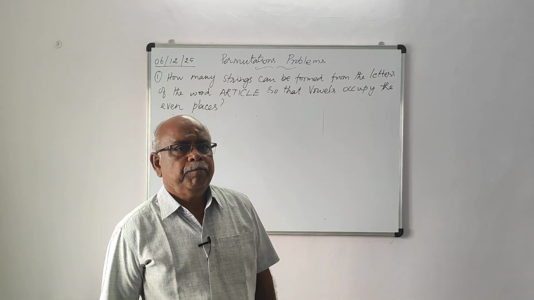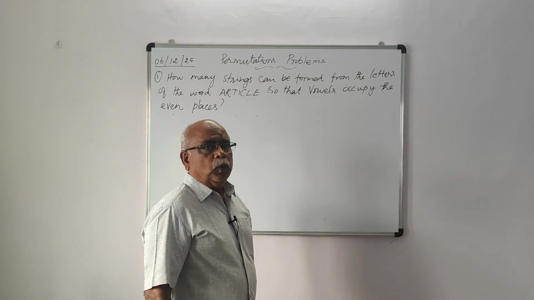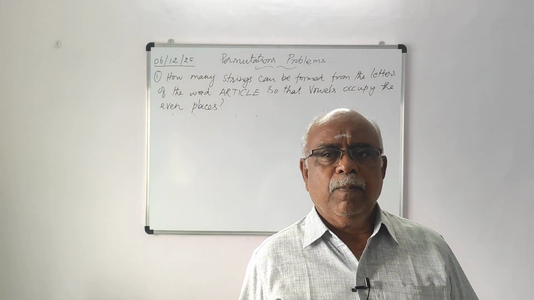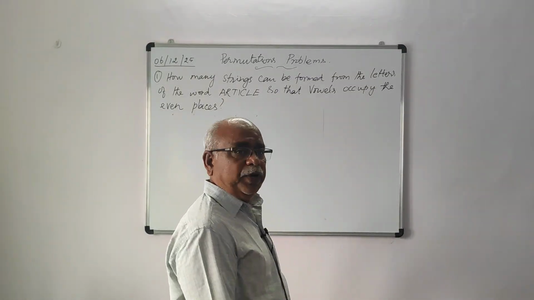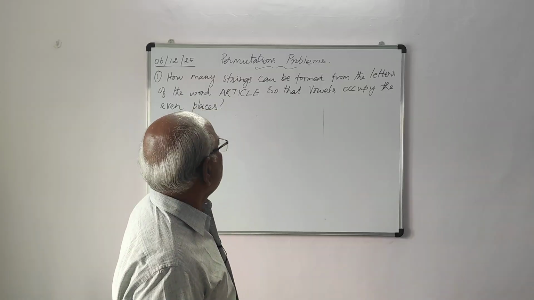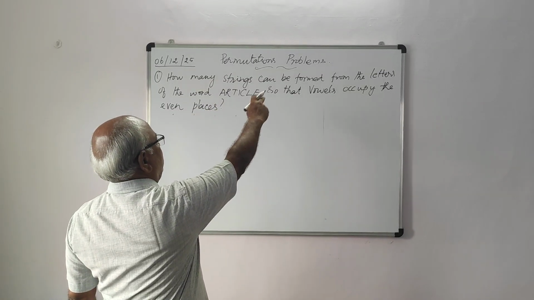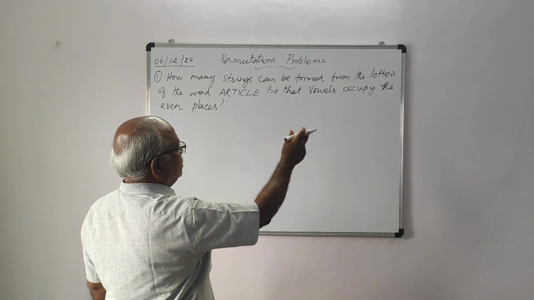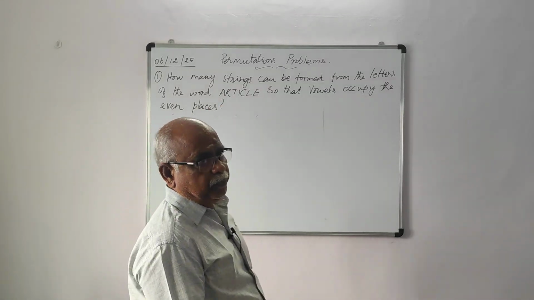My dear students, in this video, we are going to solve some problems given in your textbook under the topic permutations. Our first problem is: how many strings can be formed from the letters of the word ARTICLE so that vowels occupy the even places?